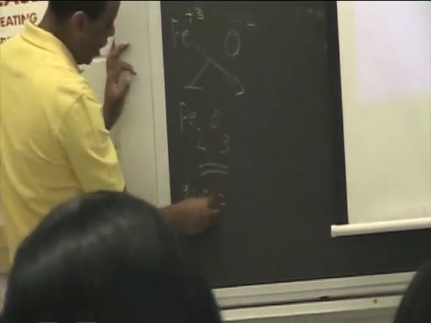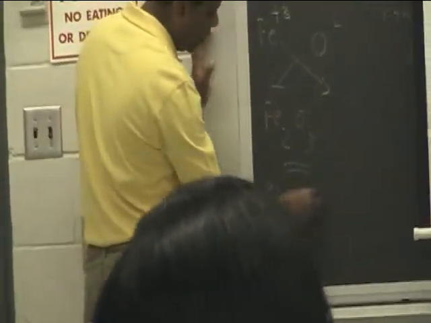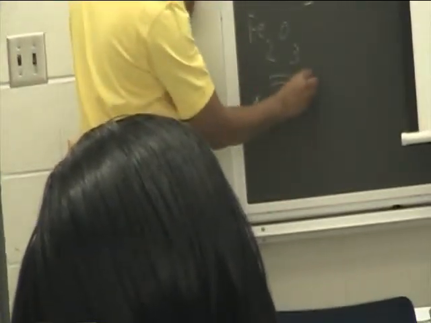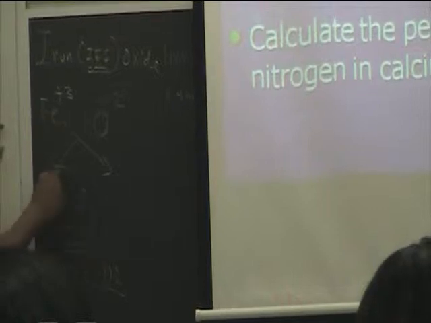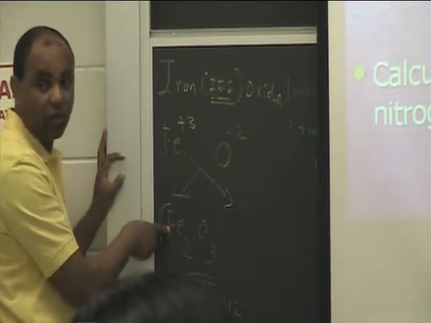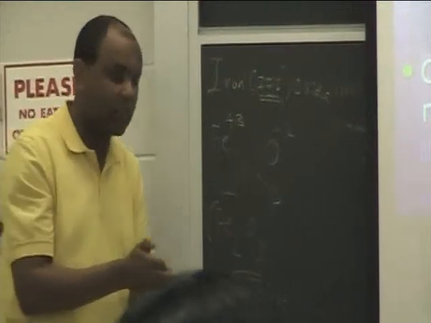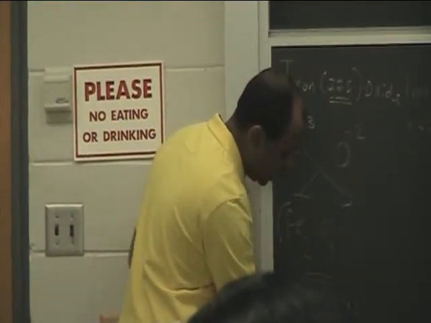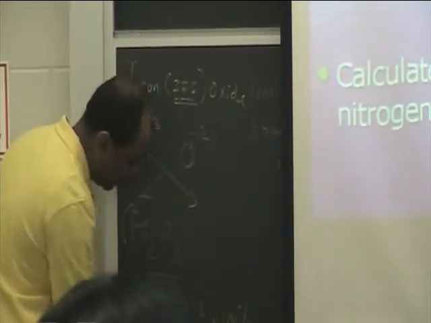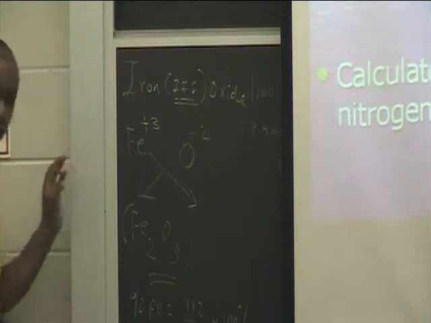Fe is about 55.5 or 55.6 in the periodic table, so it's approximately 56. So that is 56 times 2, which is 112. 112 divided by what? The formula weight of Fe2O3. We multiply 2 by the atomic weight of iron plus 3 times the atomic weight of oxygen, and we add them up together. That's 160. So 112 divided by 160, and then what do we do? Times 100. 70. Okay, 70. That is the percentage composition of iron.